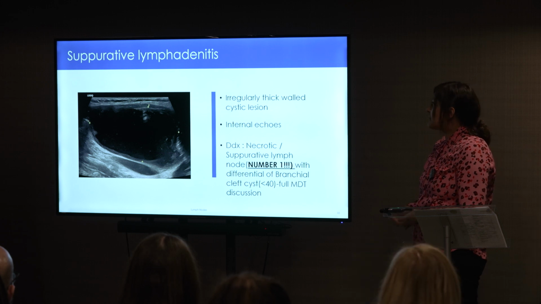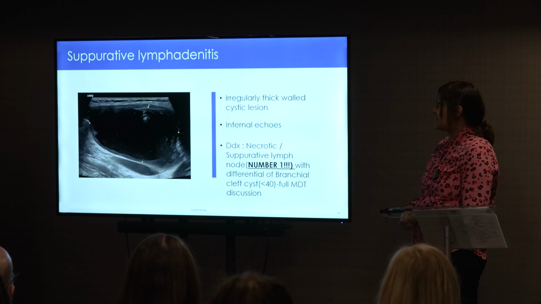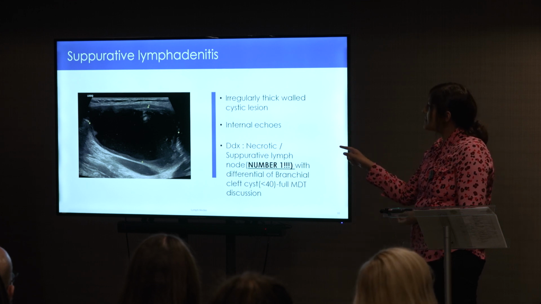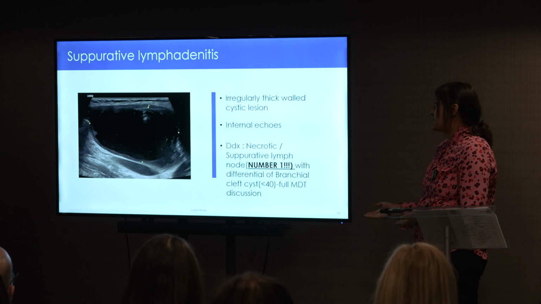So this is one that I see quite a lot at North Manchester actually. In this case I had a 15-year-old Caucasian female, generally quite well in herself, and she's got this irregularly thick-walled lesion in level 2 of the neck. And I think no one even considered that this could be a lymph node because of her age, 15 years old.